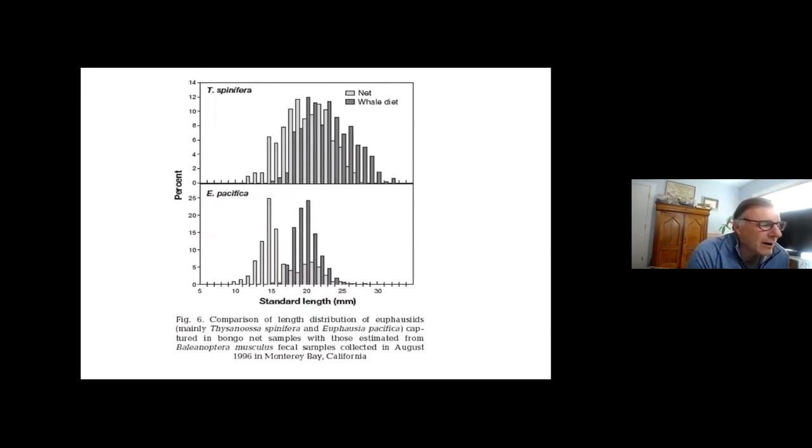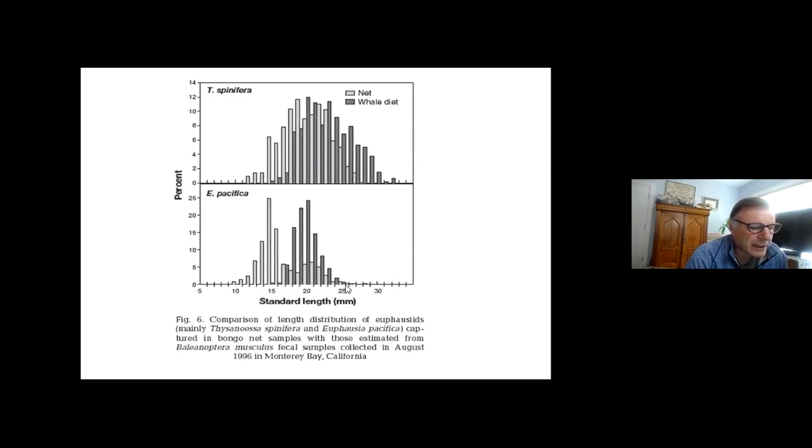So the light gray bars are the size distribution of these two species of krill from nets. The dark gray bars are the reconstructed size distribution of the krill in the poop. And we put the two size classes side by side. So each of these has two 15 millimeter size classes, two 16. So we do one for the krill, one for the whale poop. So you can compare what the whale's eating versus what's there. And the best example is for this species of krill here. You can see that there are a big cohort of these juveniles in there.